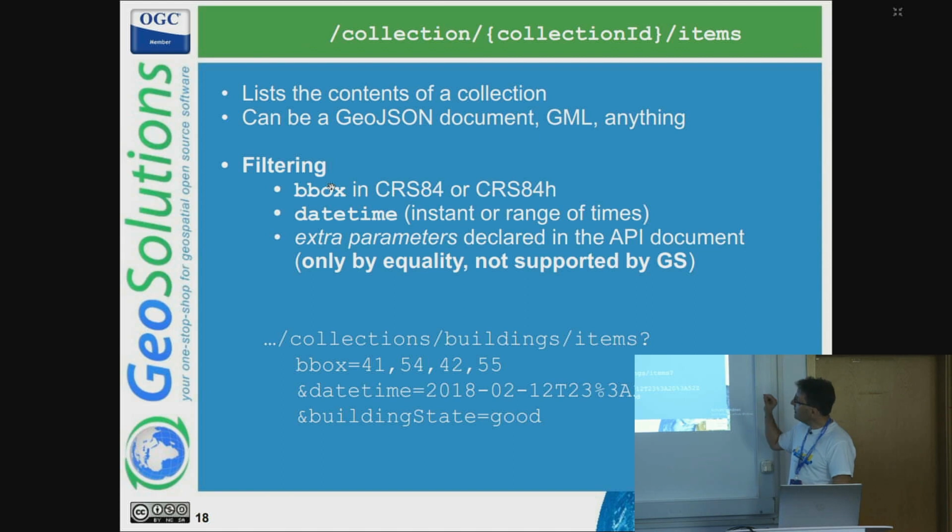In terms of filtering, you have bounding box in CRS84, datetime, single time, time range, and you could have extra parameters declared in the API document, which allow for filtering by equality. So you say city equals Milan, for example. We don't do that. We believe that that's a little bit too rigid. It doesn't offer enough functionality, so we didn't end up implementing it. But this is an example of a request that uses all three approaches.